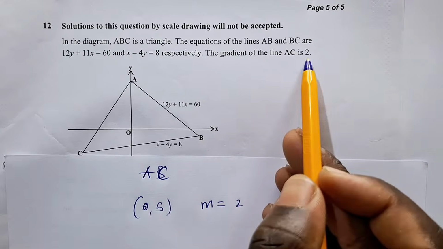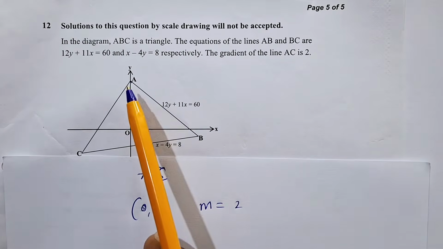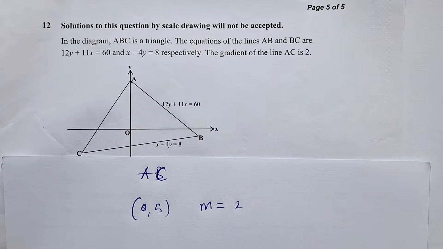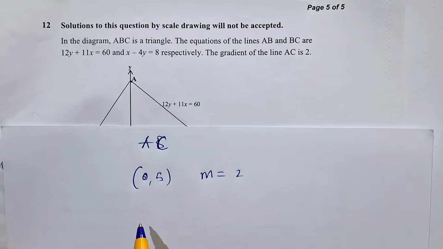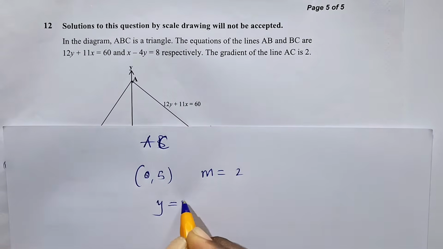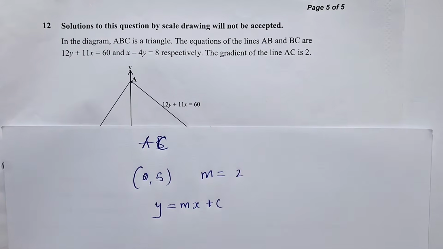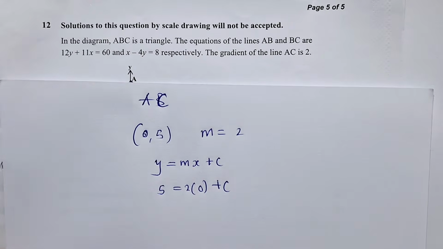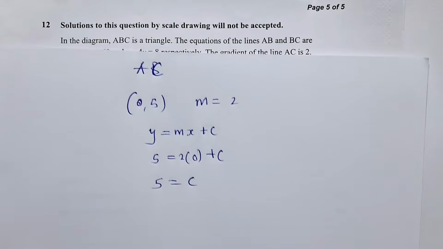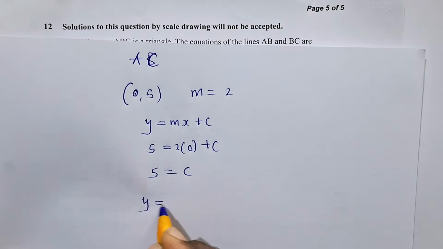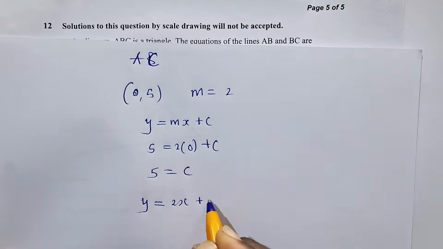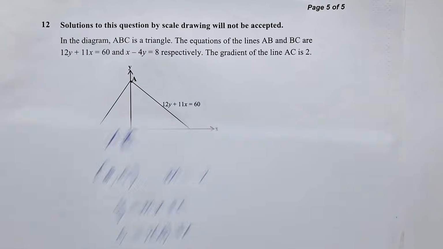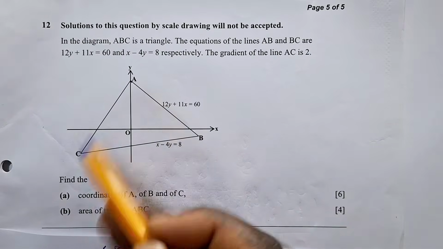So in the question, they said gradient is equal to 2. And then the coordinates at A, we found them to be equal to (0, 5). So we just say y is equal to mx plus c. So what is our y? It's a 5. M is a 2, x is a 0, plus c. And when you work out, you're getting the value of c to be equal to 5. Therefore, the equation is y is equal to 2x plus 5. So this is the equation AC.